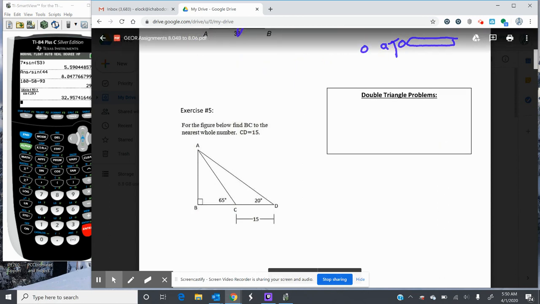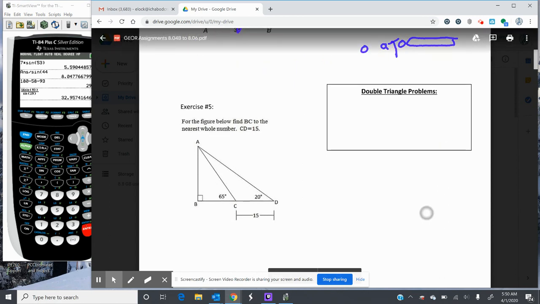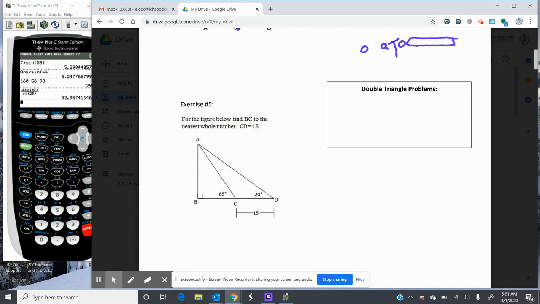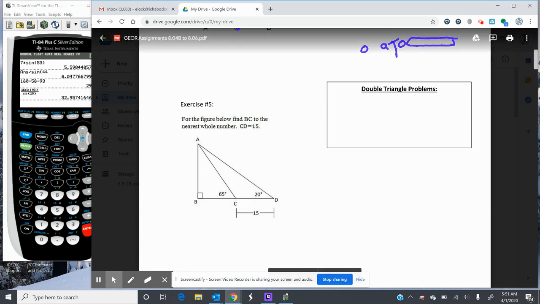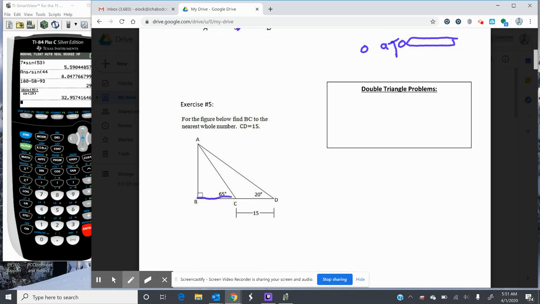Number 5 is a double triangle problem. So looking at this, let's just look at the picture and see what we're given. For the figure below, find BC. So BC is the measure they want us to find. So I'm going to put a Y there for now. I'm going to use X for something else, and I'll show you in a second. To the nearest whole number. So in that right triangle, ABC, I have an angle and I have a side. I would need to know one of these other two sides in order to use SOHCAHTOA. Because again, remember right triangles, we can use our SOHCAHTOA rule.